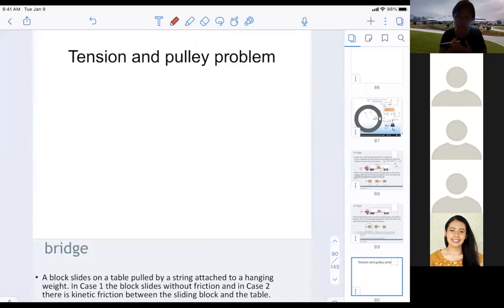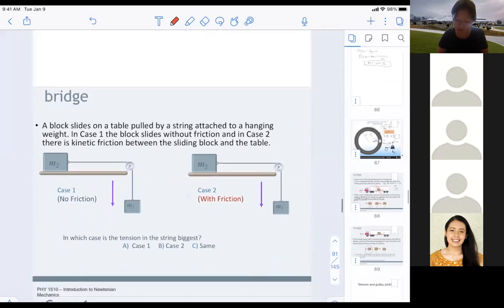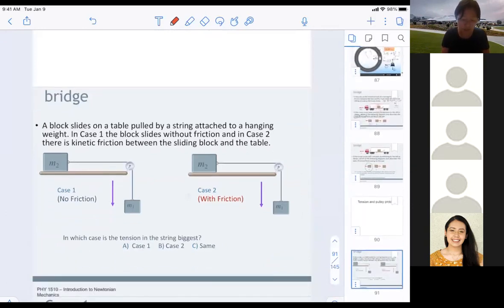This is also a classic set of problems that has a pulley, has tension in it. And you have done a lab. I think you probably all have done the lab, depending on which lab session you're in. In our lab, we have a hanging mass, we have a little cart, and the whole setup is moving along. So let's look at this bridge question you have already done, where we have two scenarios. Case one, there's no friction, and M1 is dragging M2. The whole setup is just simply moving in this direction. Case two, there is friction. The whole setup is moving in the same direction. In which case is the tension biggest?